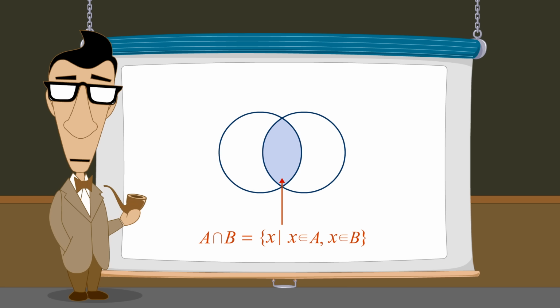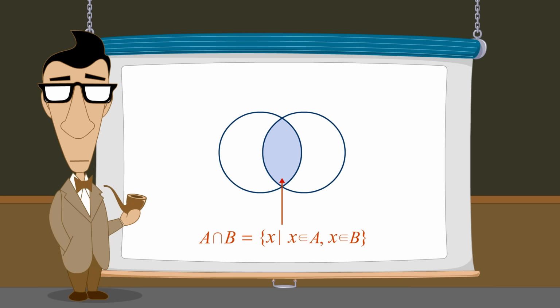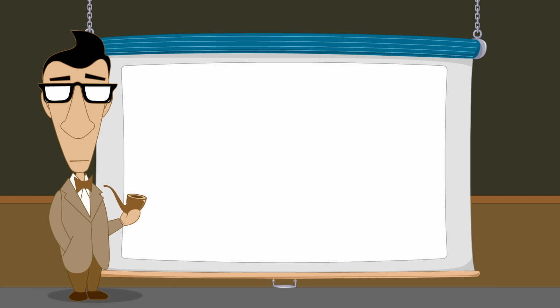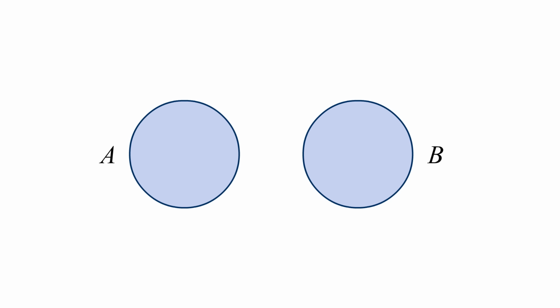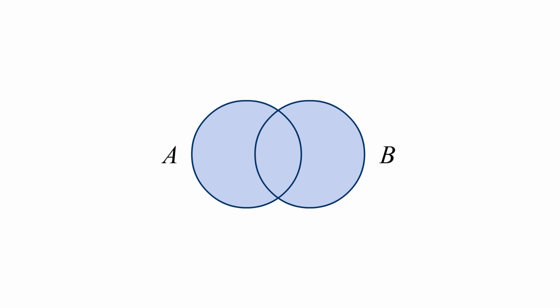Another important set operation is the union of sets. The union of two sets, A and B, includes all elements which are members of either A or B. If sets A and B have any elements in common, then these elements which are members of both sets are only included once in the union.